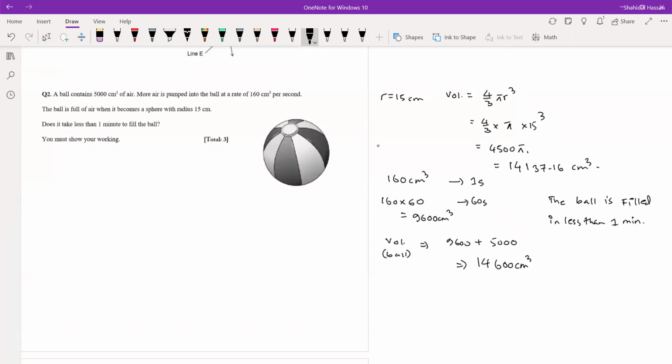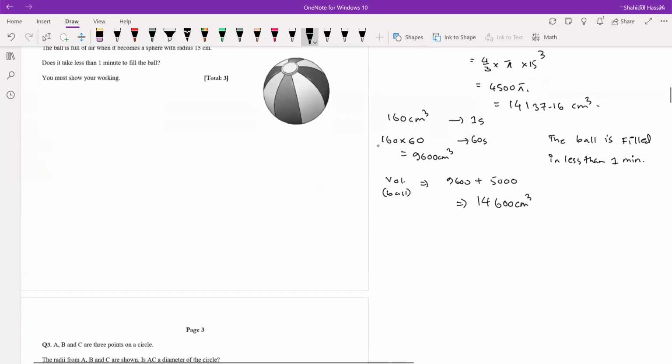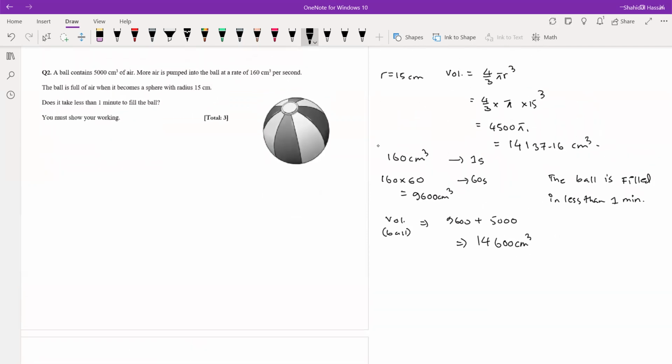Sir, can you explain this question again, please? Okay, I can do that. So you have a ball here. There is originally 5,000 centimeter cube of air, and you are pumping in air into it at a rate of 160 centimeter cube per second. So in 1 minute, what will be the final volume of the ball? In 1 second, the amount of air that you push in is 160. In 60 seconds, it should be 160 times 60, and that is equal to 9,600 centimeter cube.